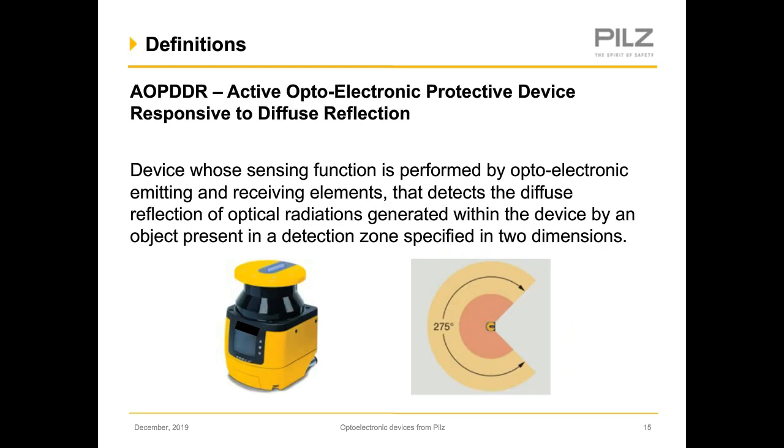We have the AOPDDR, which refers to the two-dimensional safety laser scanner. It's an active optoelectronic protective device responsive to diffuse reflection. It's a device whose sensing function is performed by optoelectronic emitting and receiving elements that detect the diffuse reflection of optical radiation generated within the device by an object that is present in the detection zone. And the text in 2 dimensions, and you have the laser scanner with a protection zone and a warning zone here on that slide.